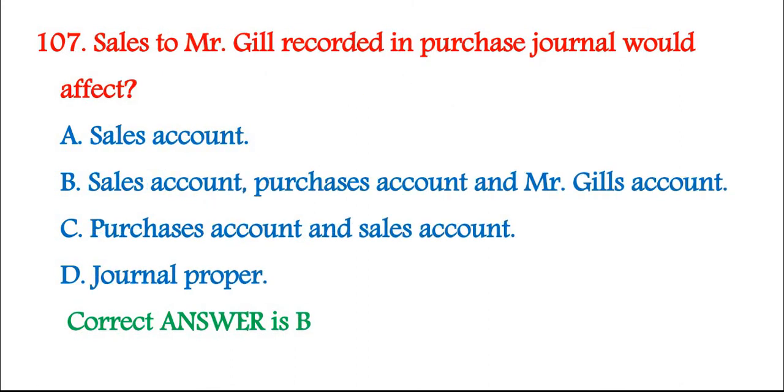107. Sales to Mr. Gill recorded in purchase journal would affect A. Sales account. B. Sales account, purchases account, and Mr. Gill's account. C. Purchases account and sales account. D. Journal proper. Correct answer is B.